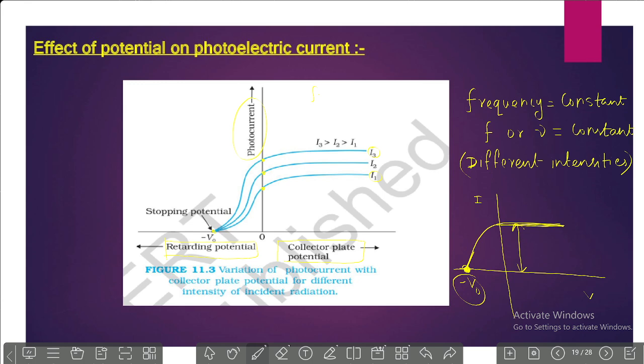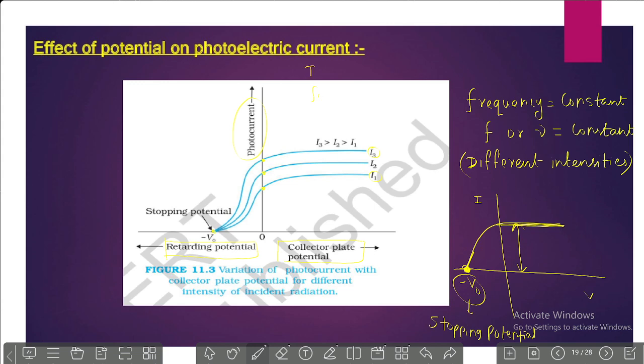Why is it called stopping potential? Because it stops the photocurrent, or it stops the movement or motion of electrons. So that's why its name is given stopping potential.